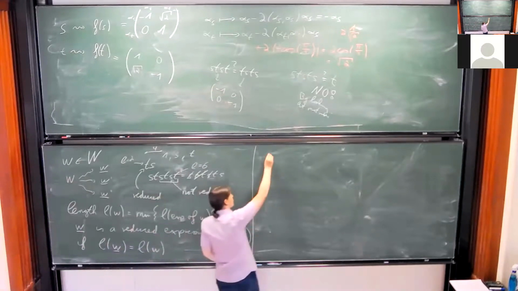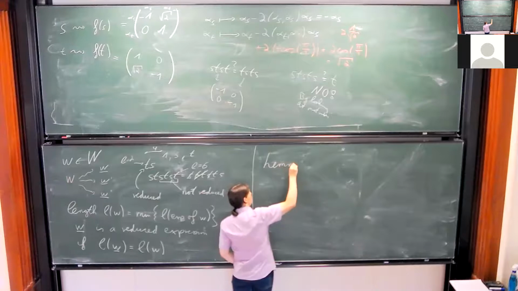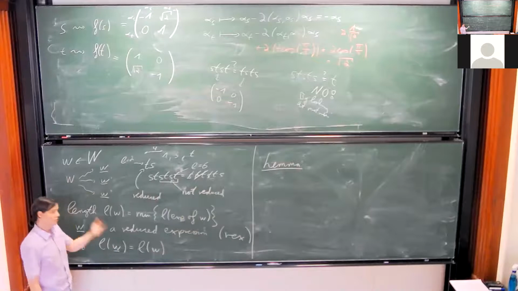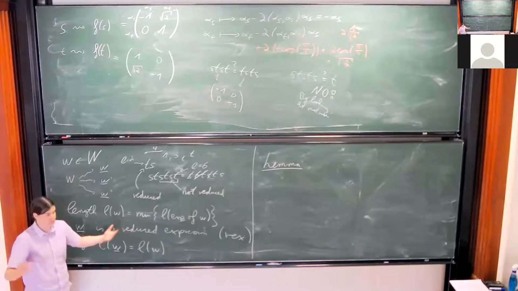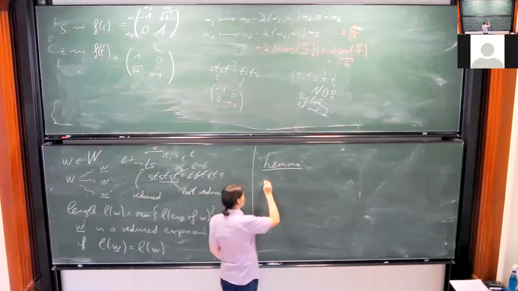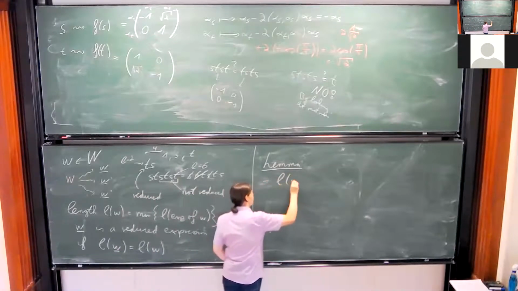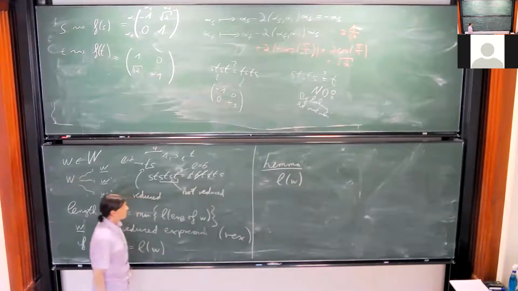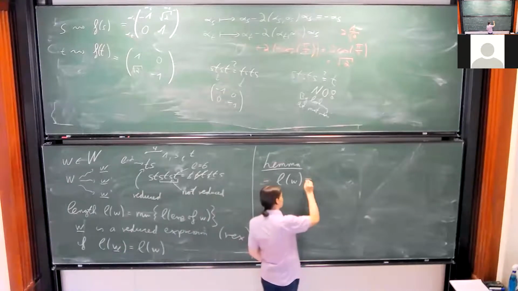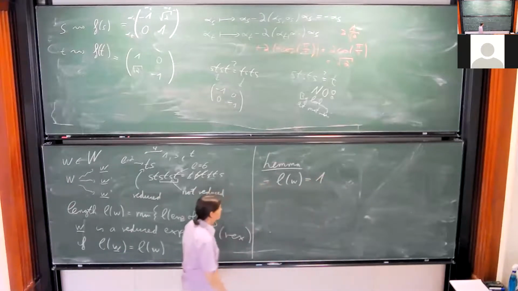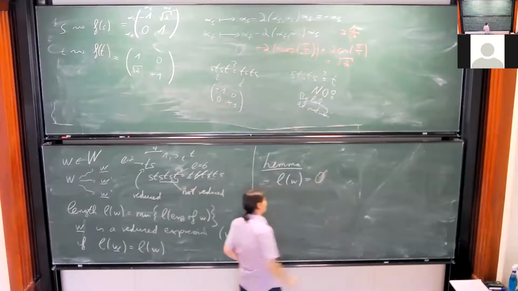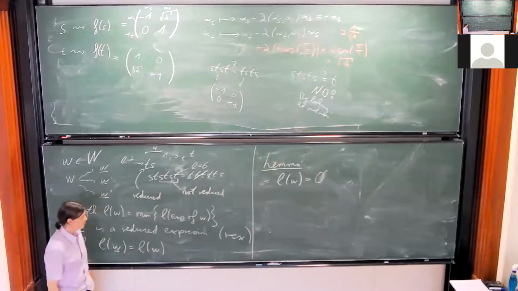So the lemma I want to write down is the following. The length satisfies certain properties. You don't need to remember them, but one of them is really important to remember. It will be the last one. But let's just do a very easy one. What is the minimal length you can imagine? Well, the minimal length I can imagine is this one. So the empty word certainly has length 0.